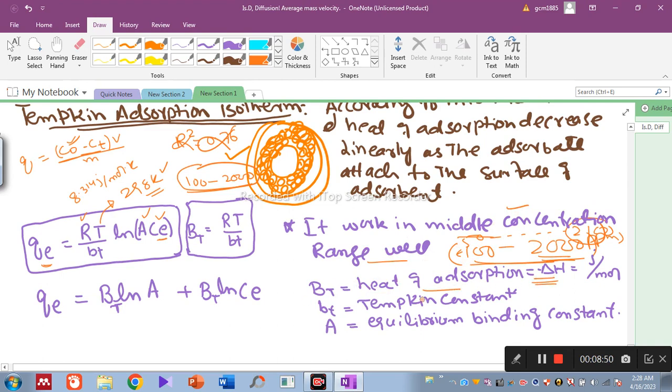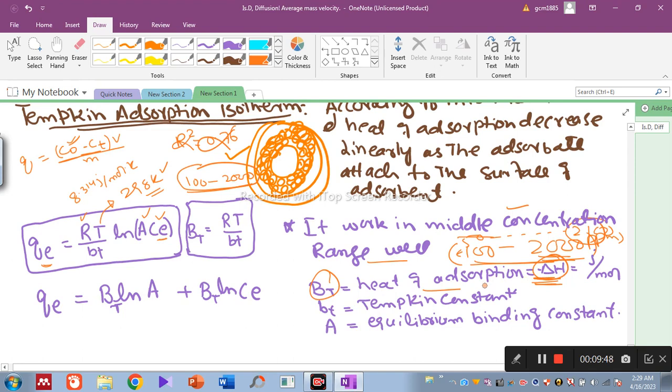It is nothing but the enthalpy of the adsorption process. And again, this delta H or this BT shows us whether our adsorption process is physical adsorption or chemical adsorption. Remember, when the heat of adsorption or enthalpy of adsorption is between 10 to 20 kilojoule per mole, then our adsorption will be physisorption or physical adsorption. And when the heat of adsorption is above 20 kilojoule per mole, like 30, 40, 50 kilojoule per mole, then in that case the adsorption process will be chemisorption.